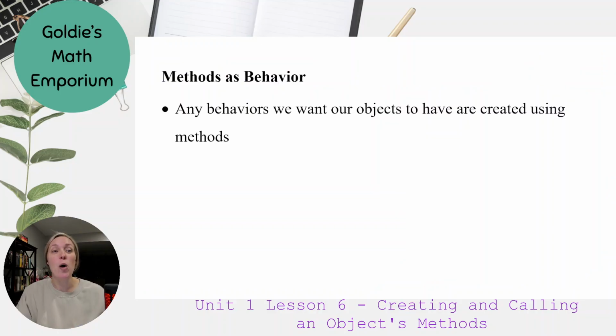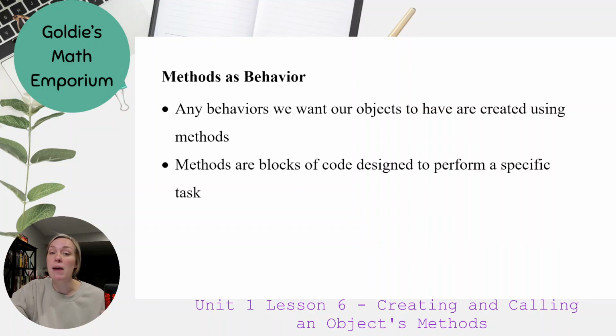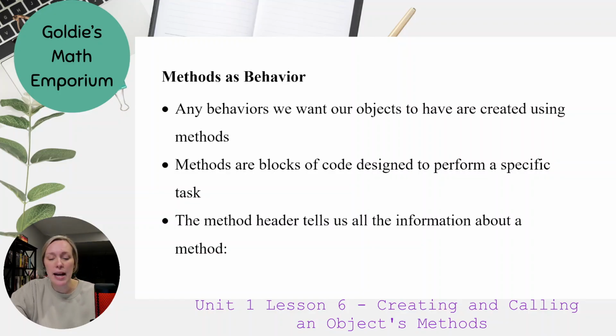Okay, so we briefly talked about methods in the last lesson. We said with our objects, methods work as behaviors. So any behaviors we want our objects to have are created using these methods. And methods are blocks of code designed to perform specific tasks. Now, in the examples today, we're going to keep it very simple, like 1, maybe 2 lines of code in each of these methods, just so we can start getting the idea of what methods are and how we might use them.